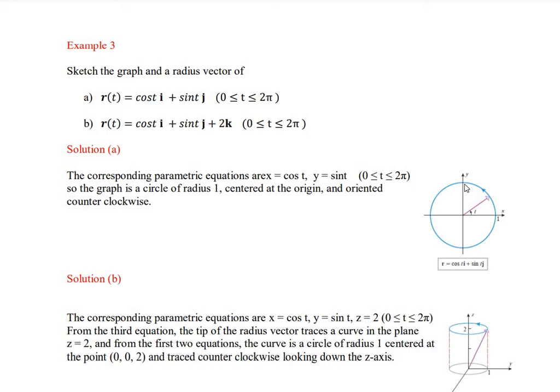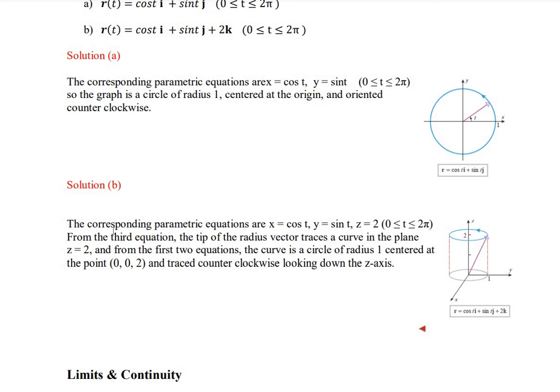When t is equal to pi by 2, you will get this point, so that is 0, 1. When t is equal to pi, you will get the point minus 1, 0. When t is equal to 3 pi by 2, you will get this point, that is 0, minus 1. When we join these points using a curve, you will get a circle of radius 1 centered at the origin and oriented counterclockwise.